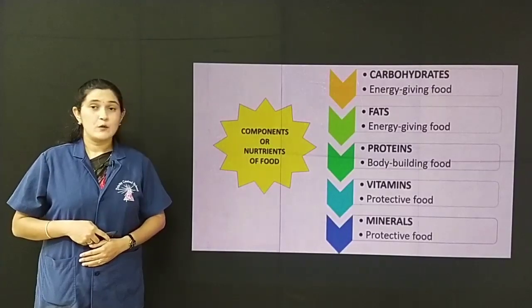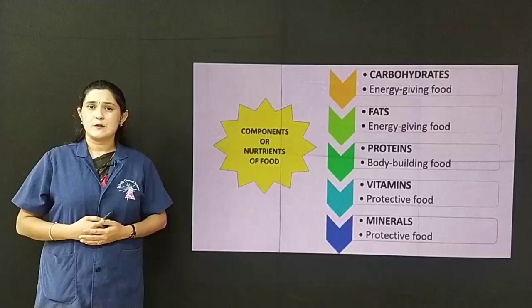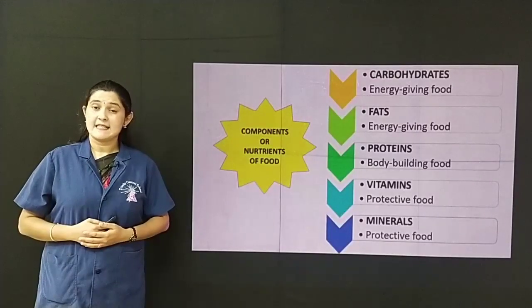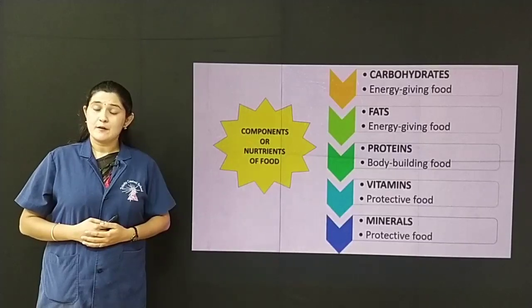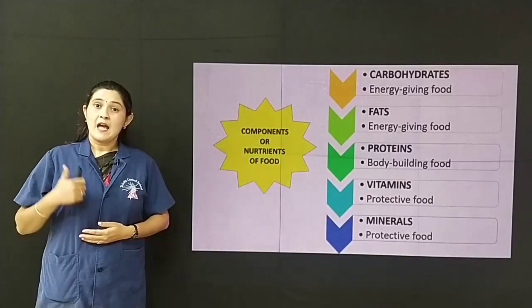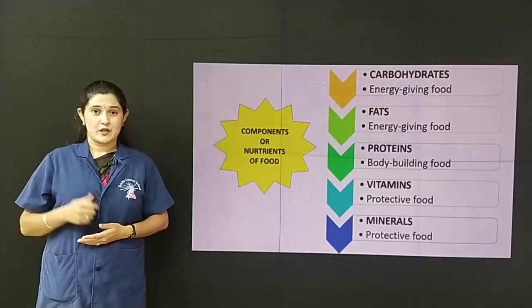The next nutrient of food you learnt is minerals. Minerals are also known as protective food. They help us fight against diseases. The food that is rich in minerals are milk, eggs, fruits and vegetables.